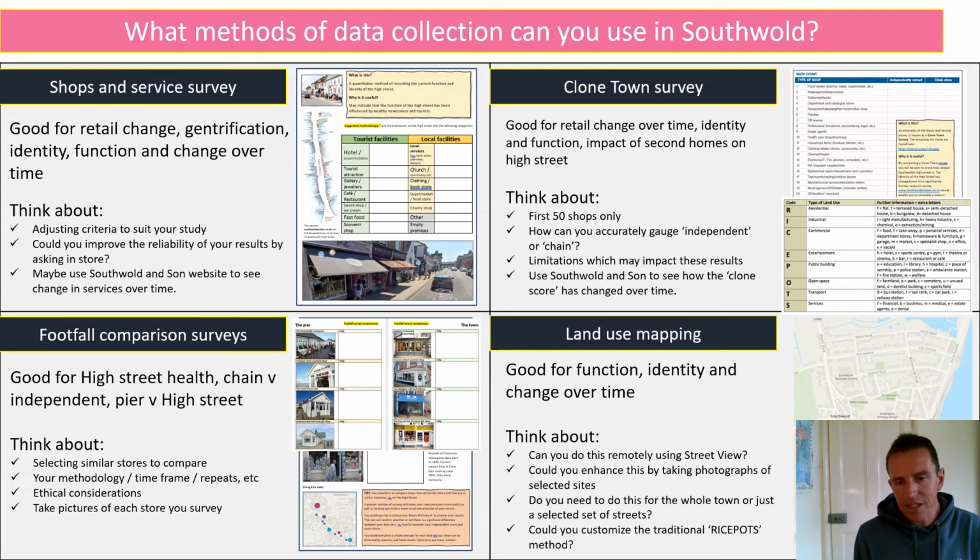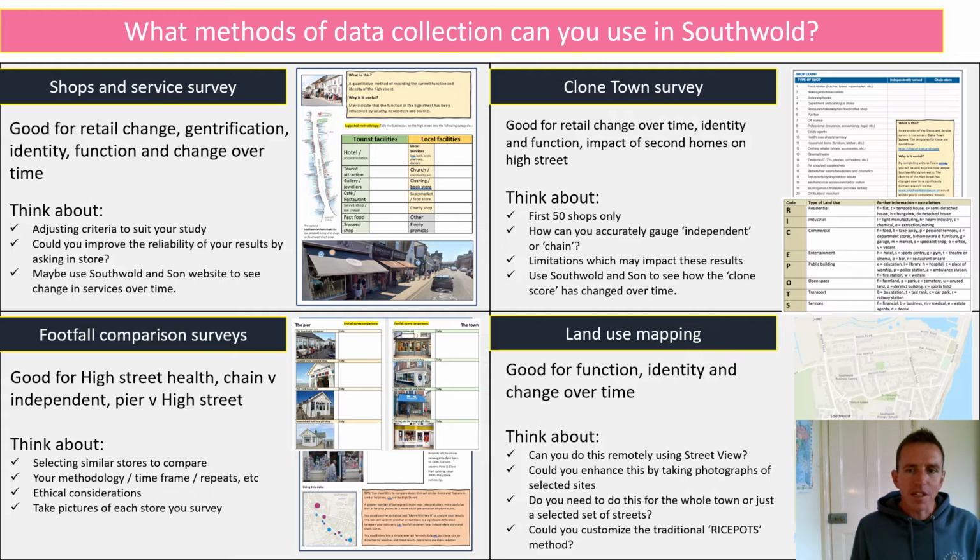Land use mapping is a classic traditional method of geography human data collection. There's something called a RICE POT survey, which you might not have heard of before, depending on what fieldwork you've done previously. But RICE POT is an acronym that spells out the main types of land use that you would expect to find in any urban area.